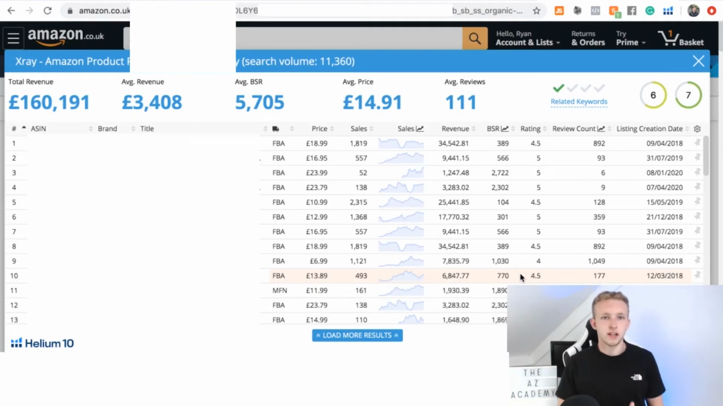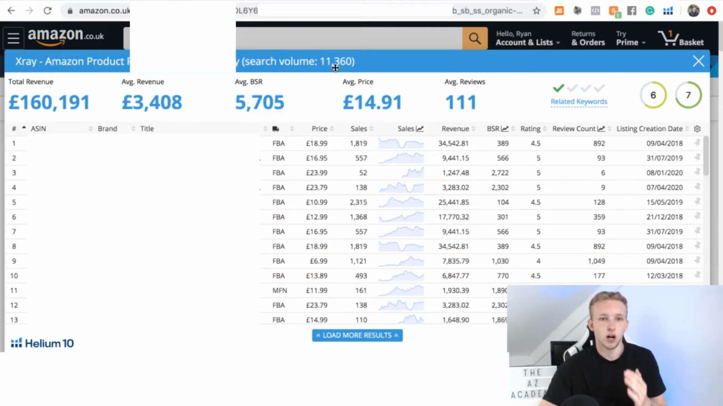Alright, so let's jump straight into another product breakdown. So the first thing I'm going to look at, as I always do with these products, is the search volume for the main keyword, which is 11,360, which basically tells me this is one of, if not the main keyword for this product. So straight away, I'm happy to go ahead and look at the results.